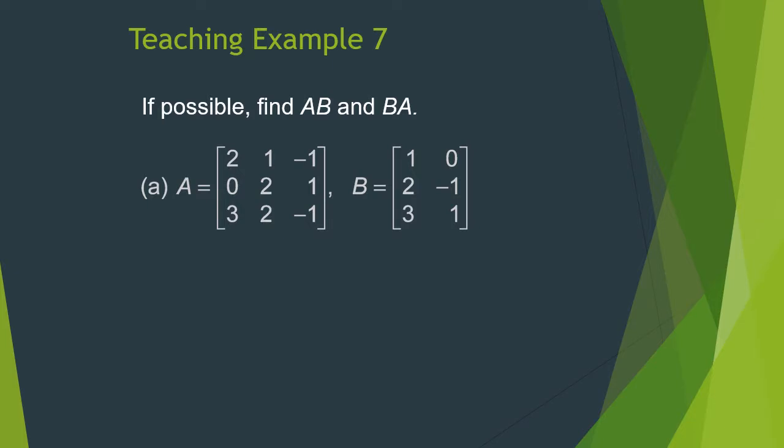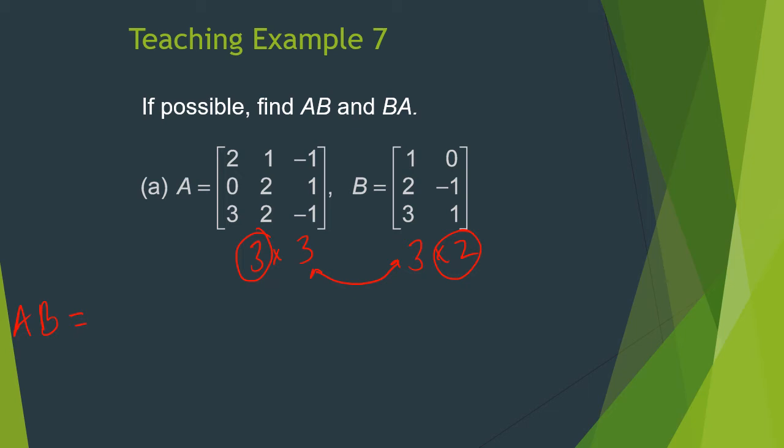So let's dive in. If possible, find AB and BA. First thing you've got to do is determine the dimensions. The dimensions here are 3 by 3 and 3 by 2. If I am doing A times B, that is possible because the columns in my first matrix are equal to the rows in my second matrix. And so I'm going to produce a 3 by 2 matrix.